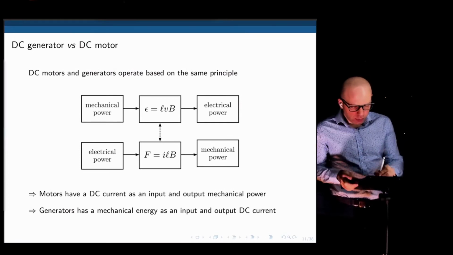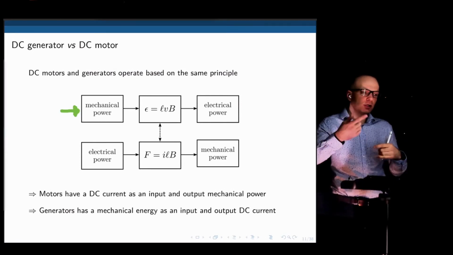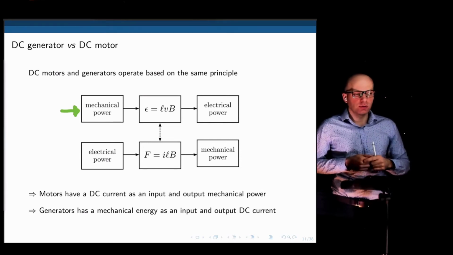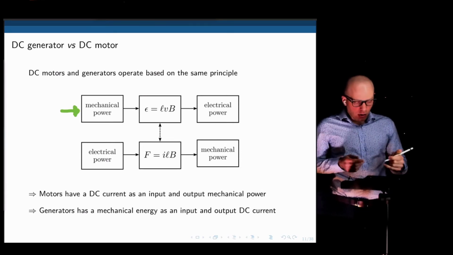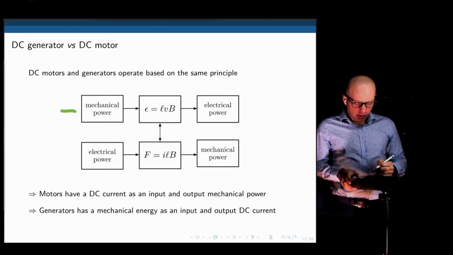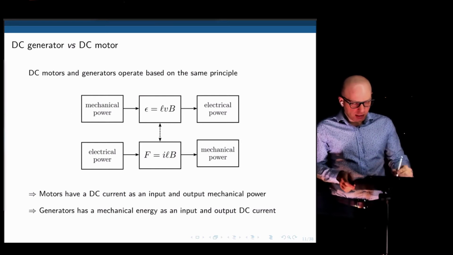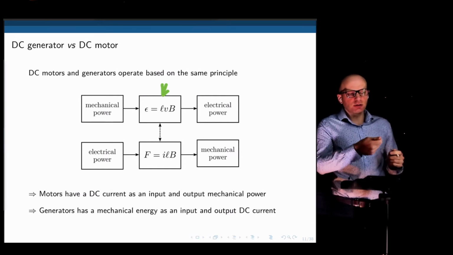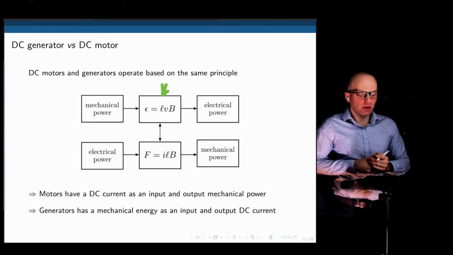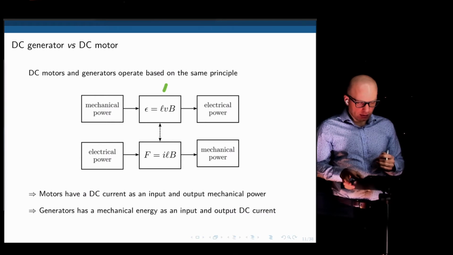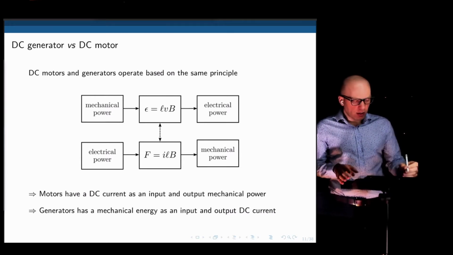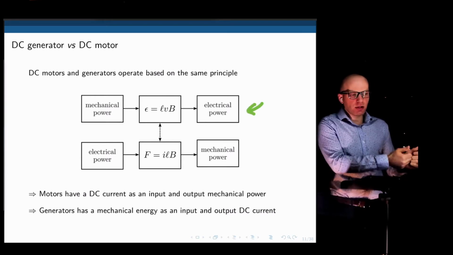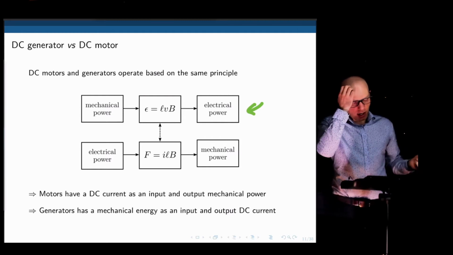So in the generator, we apply a mechanical power to move the coils. According to this law that the induced EMF is applied, we can now rectify this voltage and have electrical power coming out of the system. Now we can go the other way. We can apply an electrical power to the system and reverse the process and create a mechanical power.